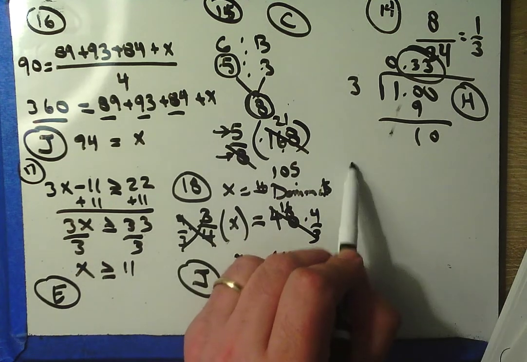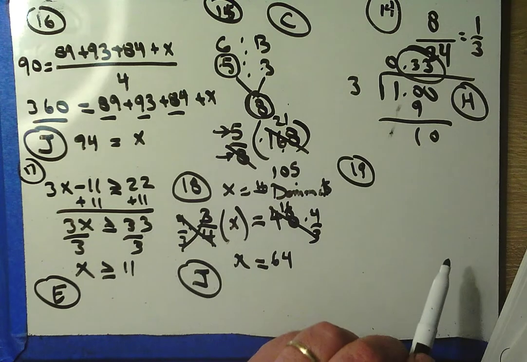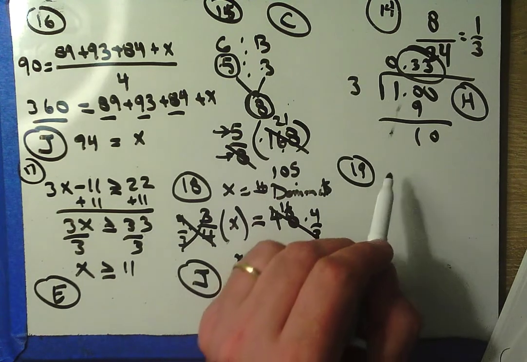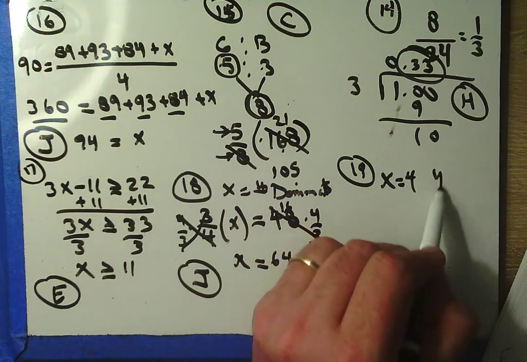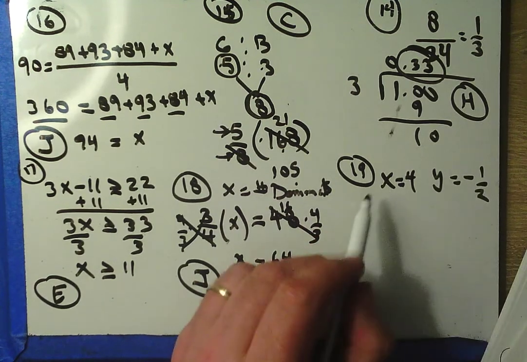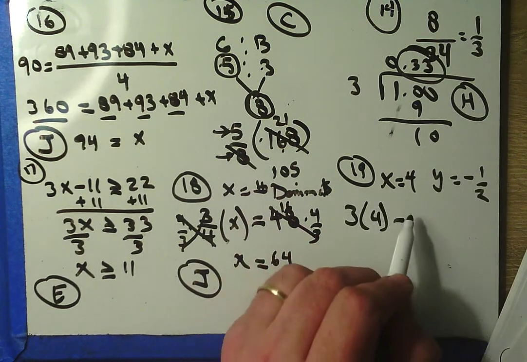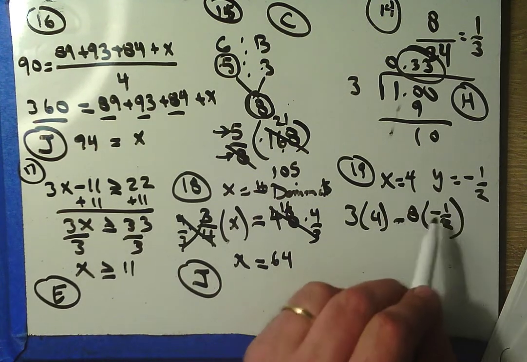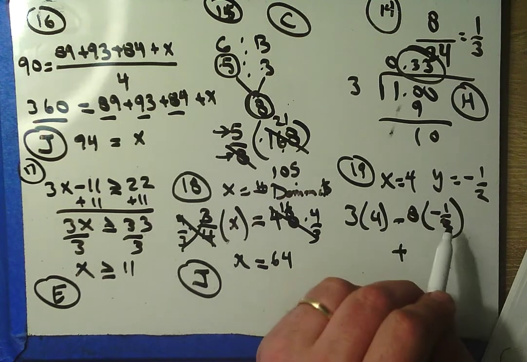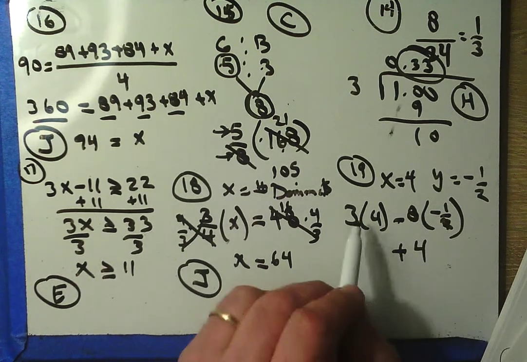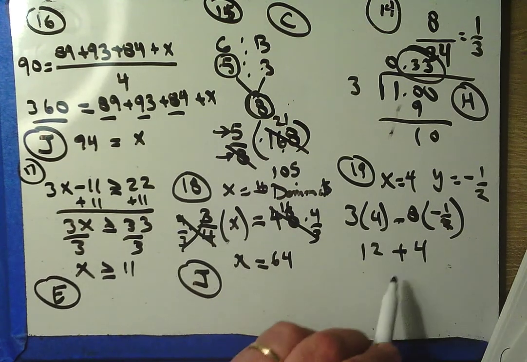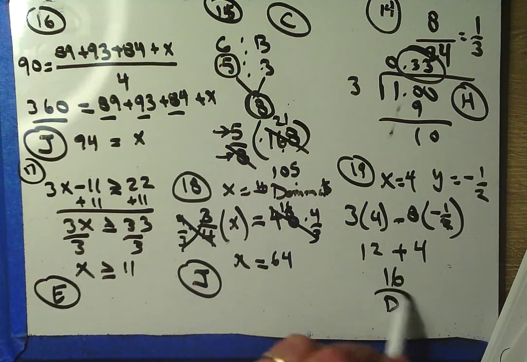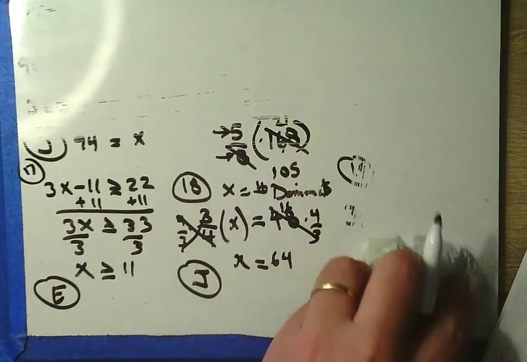How about number 19? 19 says, what's the value of 3x minus 8y when x equals 4 and y equals negative 1/2? Okay, so 3 times 4 minus 8 times negative 1/2. Well, negative times negative is positive, and 1/2 times 8 is 4. 3 times 4 is 12. So 12 plus 4 is going to be 16, which is why choice D is my answer for number 19. And now 20.